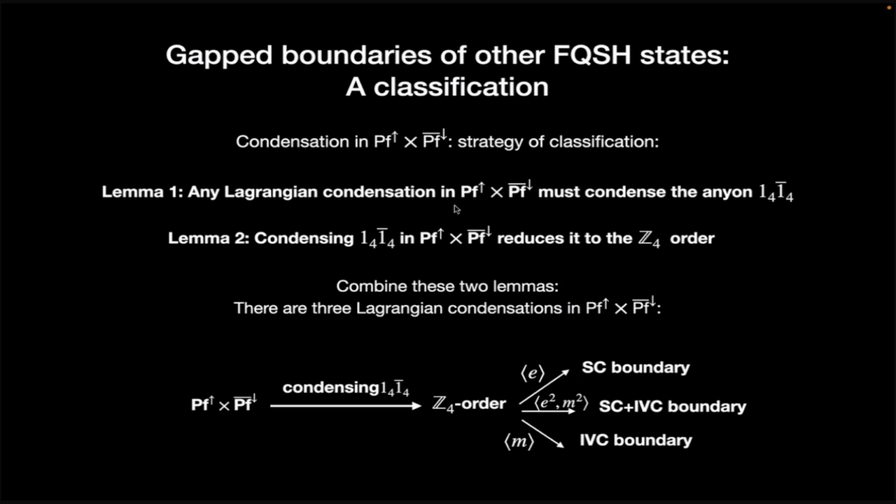I will not present the proof of this first lemma in this talk, but basically you can enumerate all the bosons in the theory. You can find details in the appendix of our work. This basically guarantees that there are no other gapped boundaries, because you always have to condense this anion in a Lagrangian condensation, and Lagrangian is very important here. I see. Okay, thank you.